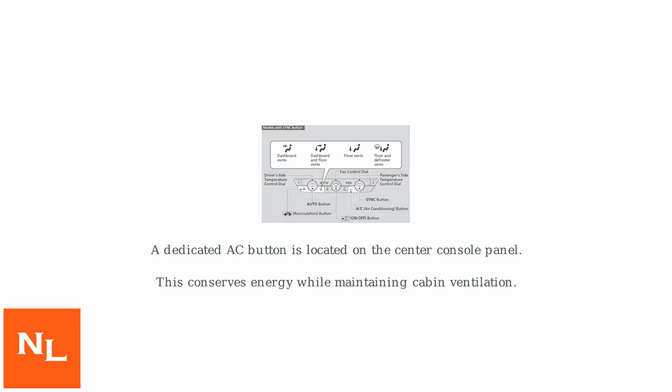A dedicated AC button is located on the center console panel. Pressing this button cycles through various AC modes, including turning it off completely for recirculation only. This is beneficial when you want to minimize energy consumption while still maintaining some cabin ventilation.